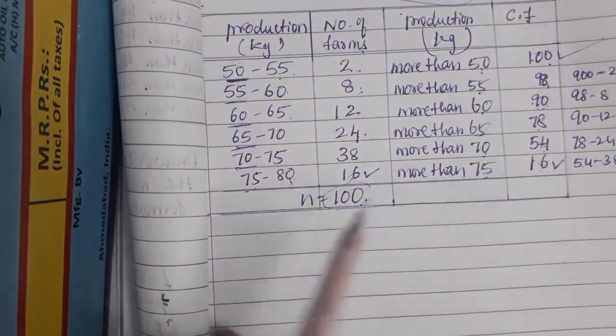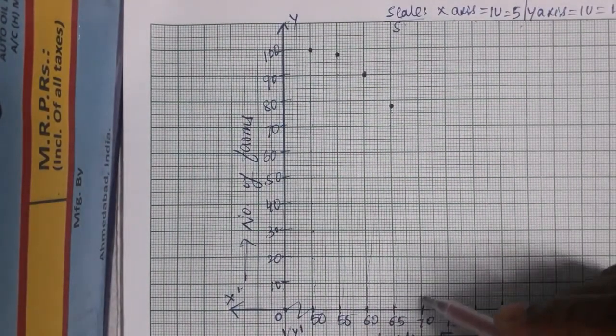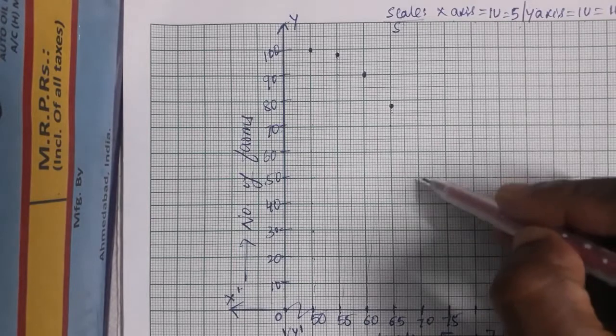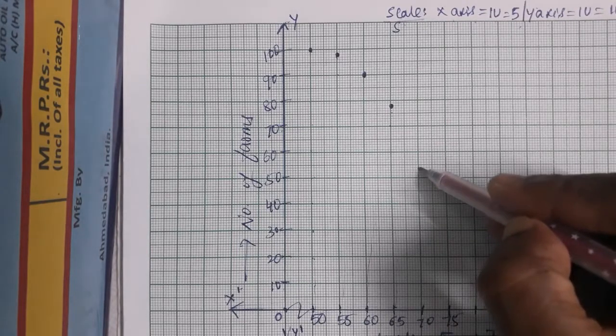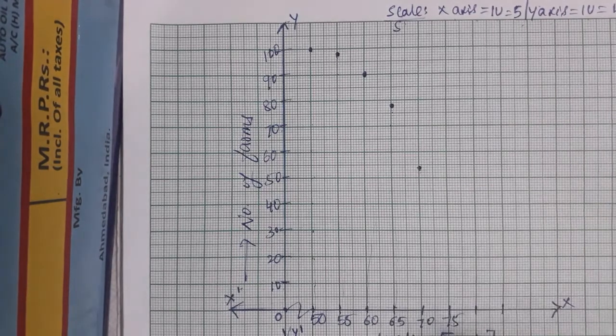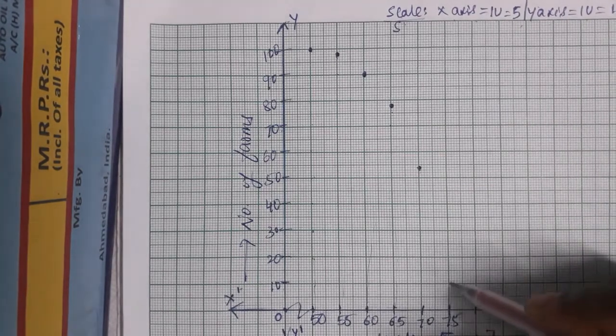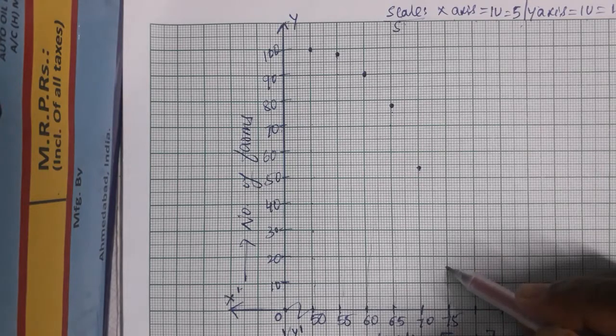Next. For 70, it is 54. For 75, it is 16. 70 is here. 54. 50 is here. Count small boxes. 1, 2, 3, 4. Now for 75 it was 16. 75 is here. 10 is here. Count small boxes. 6. 1, 2, 3, 4, 5, 6. This is 5. This is 6.